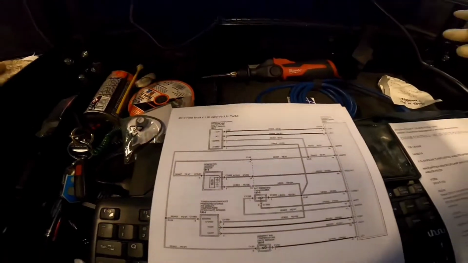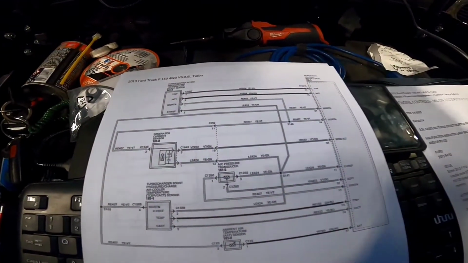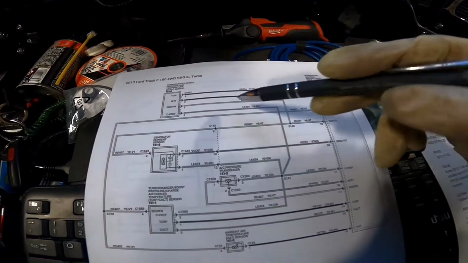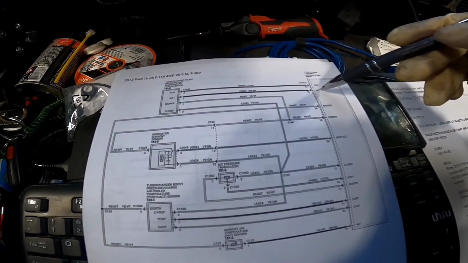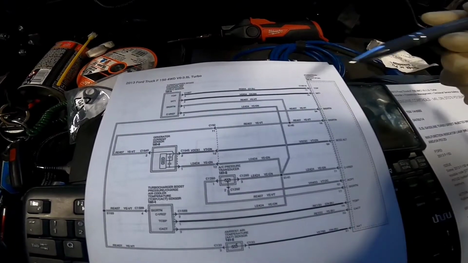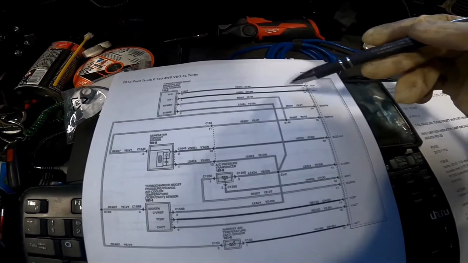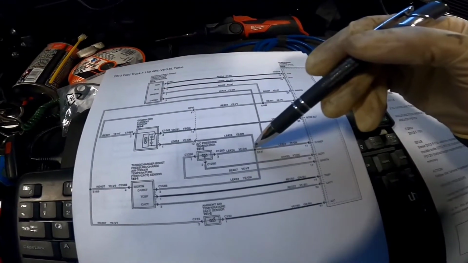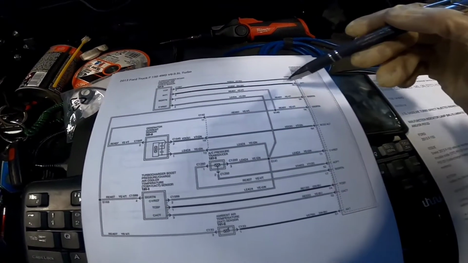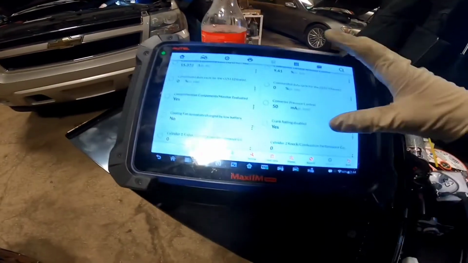So pin number 1, which is our signal return, that should be our ground. 2 should be our air temp, intake air temp sensor. 3 should be our voltage. 4 should be our mass.